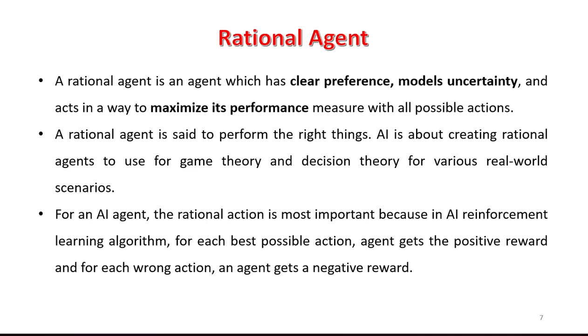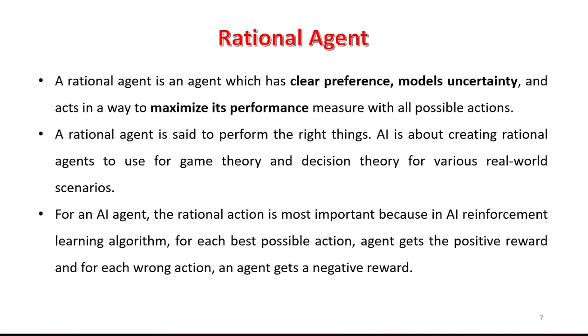The rational agent is an agent which has a clear preference model, handles uncertainty, and acts in a way to maximize the performance measures with all possible actions. A rational agent should do the right things, in the perfect perceptions. AI is about creating rational agents for use in game theory and decision theory for various real-world scenarios. For an AI agent, rational action is most important because of the reinforcement learning algorithm.